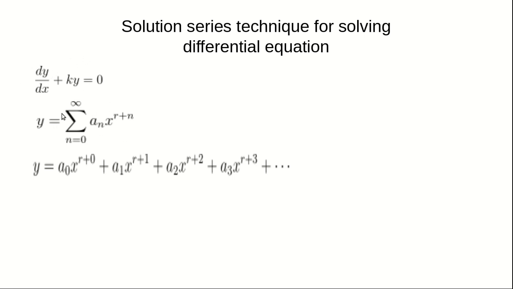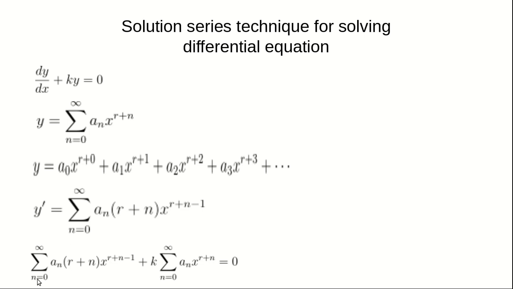When you differentiate this one with respect to x once, we get an expression of this form. We can see r plus n comes down because we differentiate with respect to x, and this gives us this expression. If we substitute this expression and this expression into the equation, we should have the summation of the first one, which is exactly this, then we have k multiplied by this one here. So we have this.